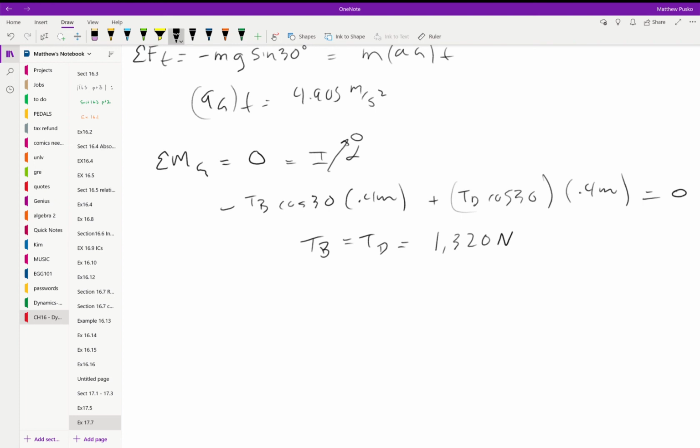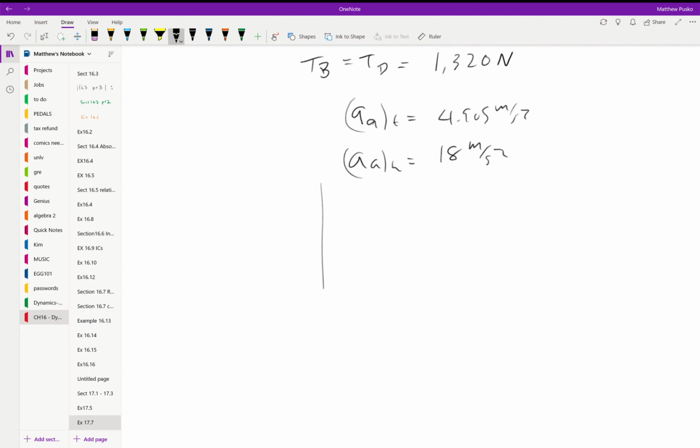If you wanted to know the acceleration, we can plug back in and find that, or we have it. The acceleration in the tangential direction is 4.905 meters per second squared. We have the acceleration in the normal direction, which we found right away is 18 meters per second squared. From the geometry, we could figure out what our acceleration vector is, what the magnitude is, like any other vector.